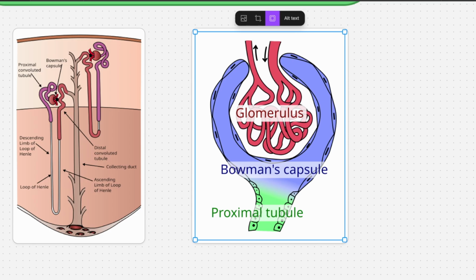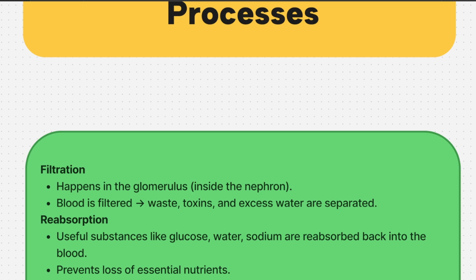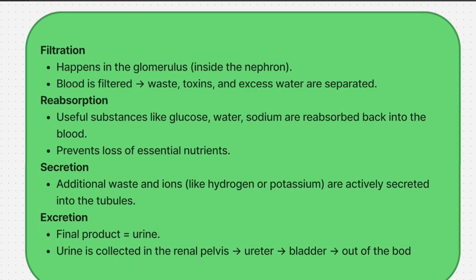And that's it. The last part of this video, we're going to be talking about the processes. Now, we have an idea about the structure of a nephron and the kidneys. Let's see how this all ties together. The way we achieve the functions we talked about before is through multiple processes, and we're going to look at them right now. First, the most obvious one, which is filtration.